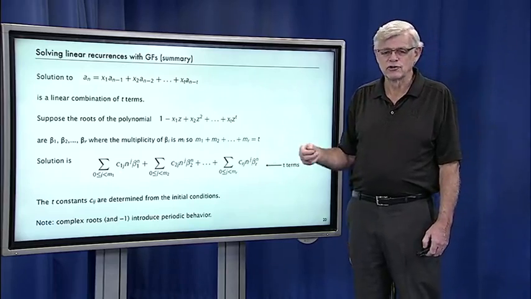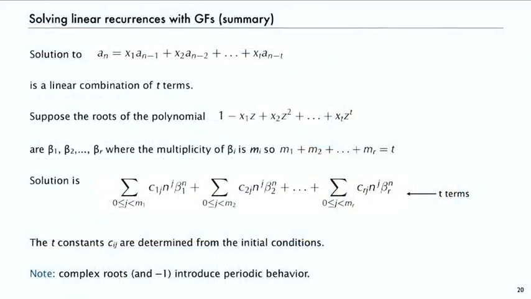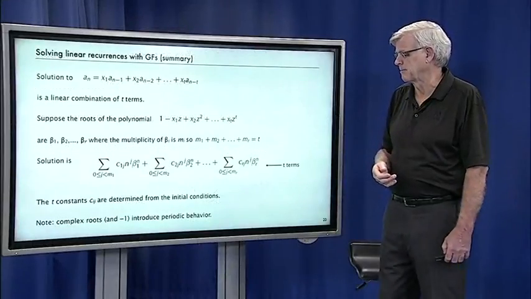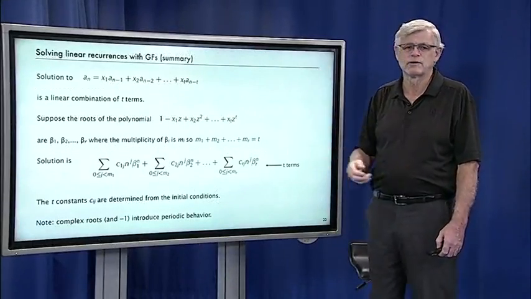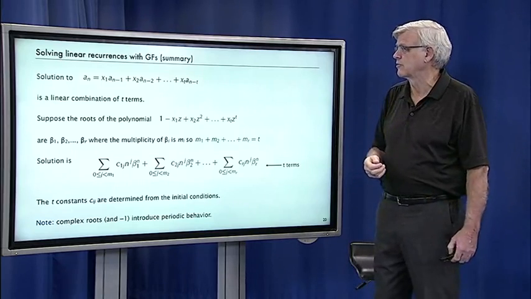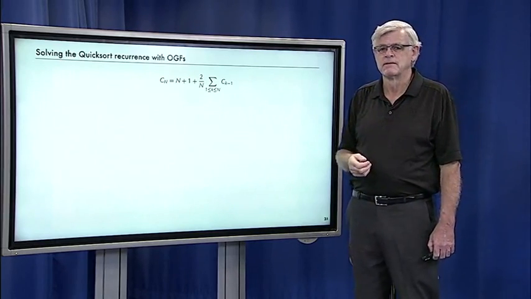And don't forget, your solution might involve periodic behavior that's introduced by the complex roots. So it might not be the case to be able to prove that even a recurrence like this converges to a limit. But it's all very straightforward and well understood mathematically.